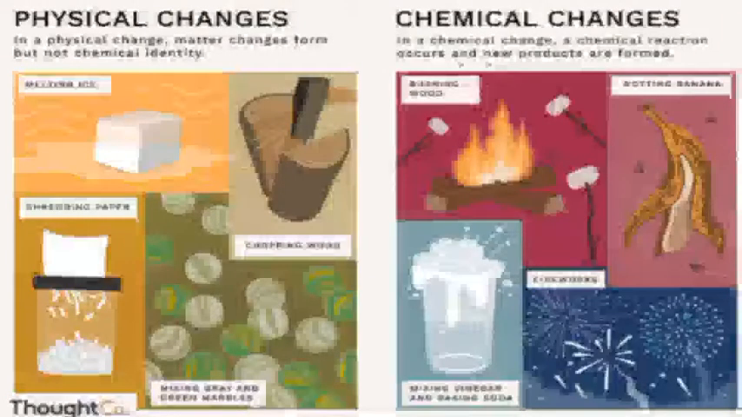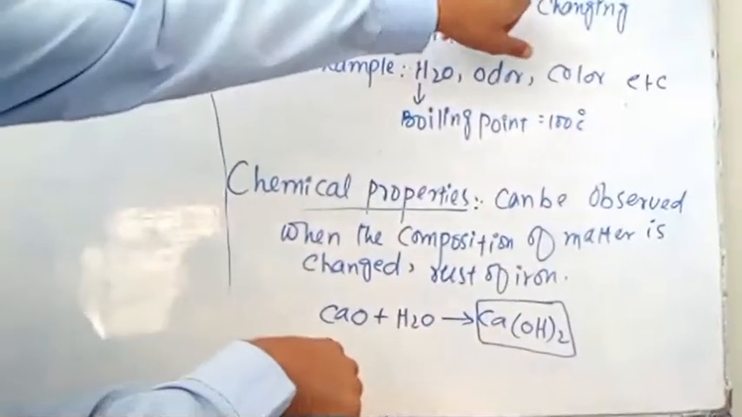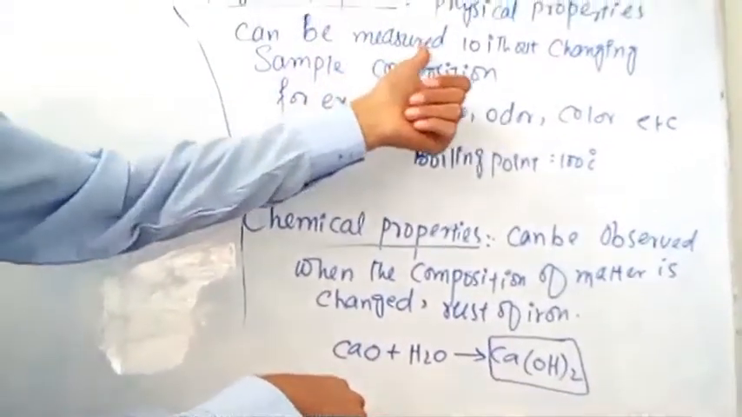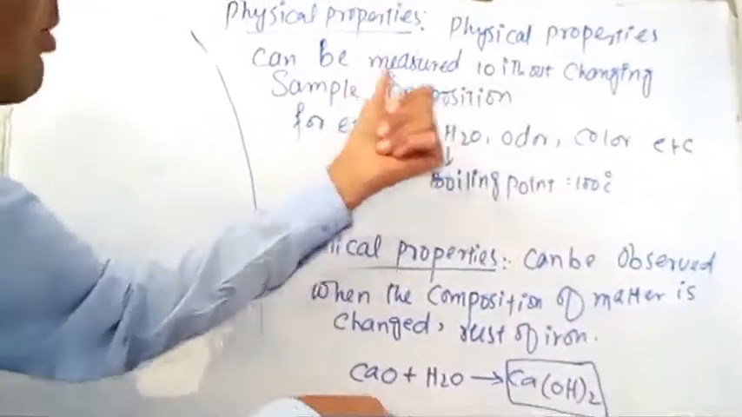Bismillahirrahmanirrahim. Today our topic is physical properties and chemical properties. Physical properties are those which can be measured without changing the sample composition.